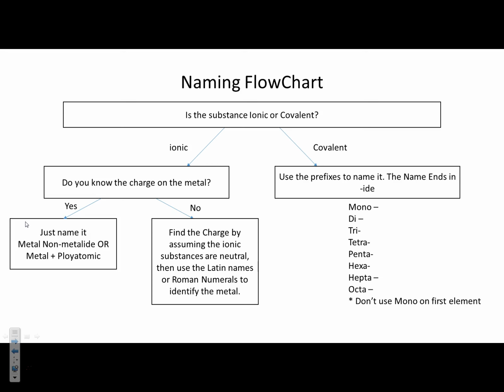Sometimes there's a polyatomic ion involved, and then you just name it with the name of the metal and then the name of the polyatomic afterwards. So something like calcium carbonate or silver nitrate or something along those lines.